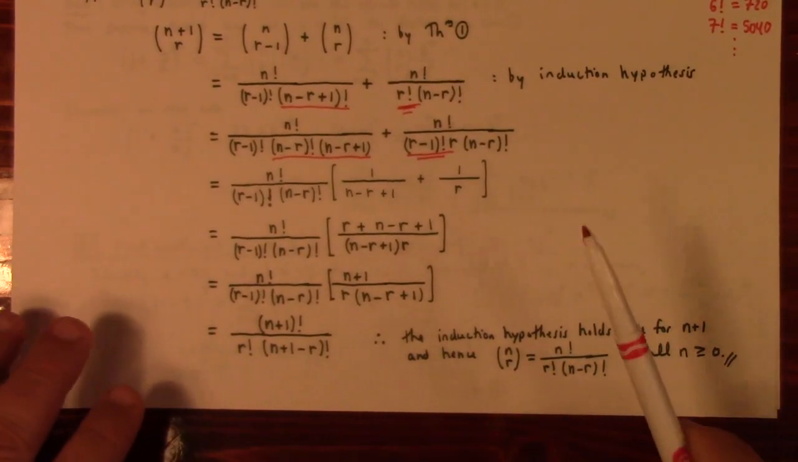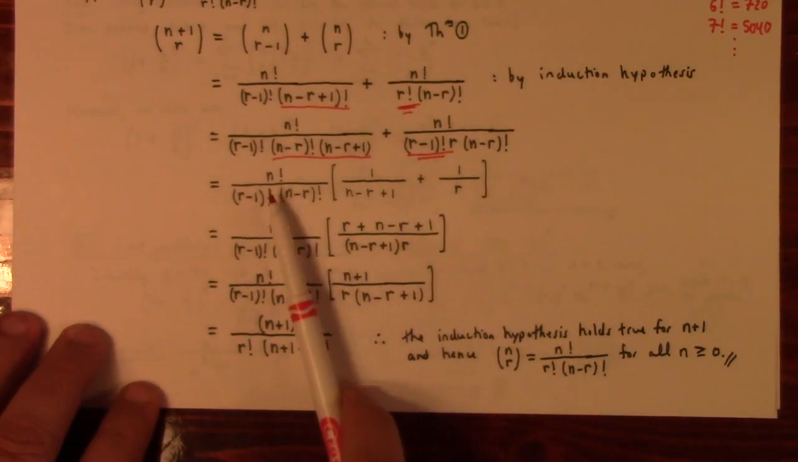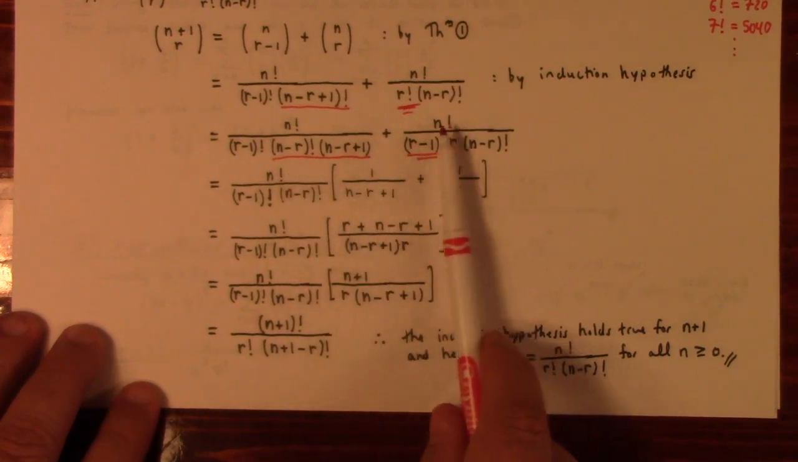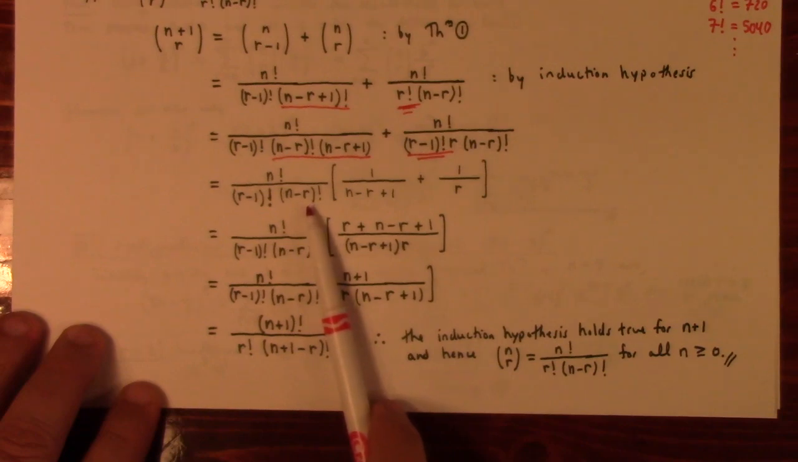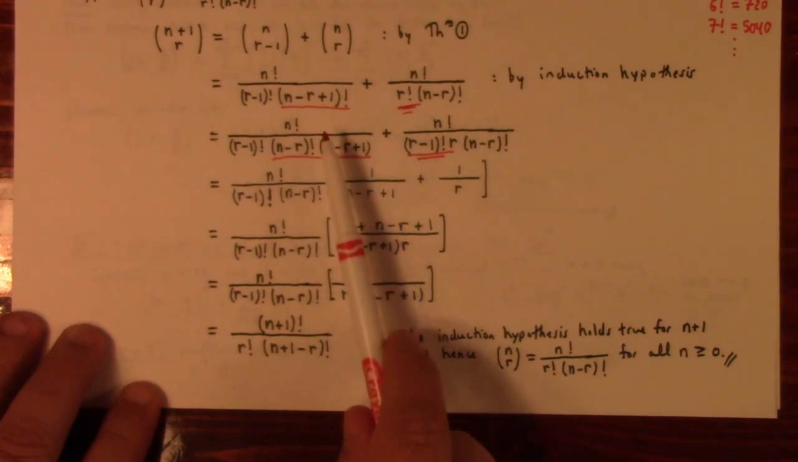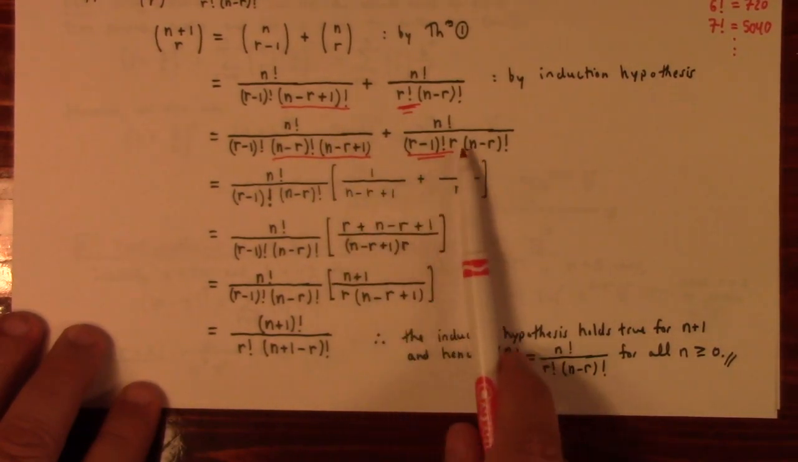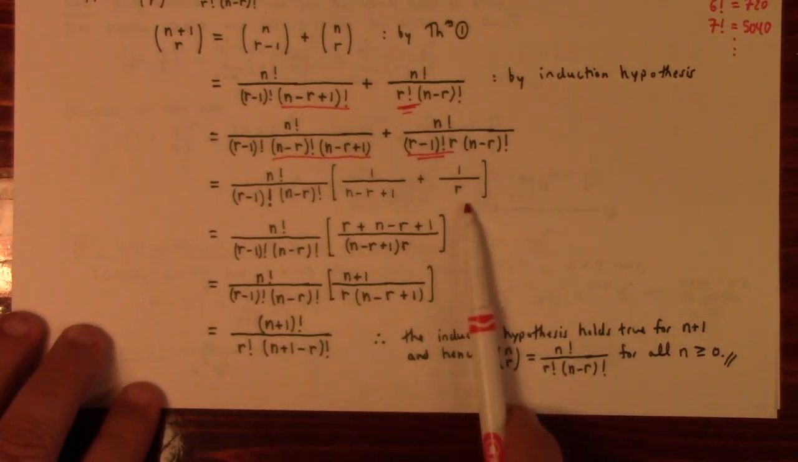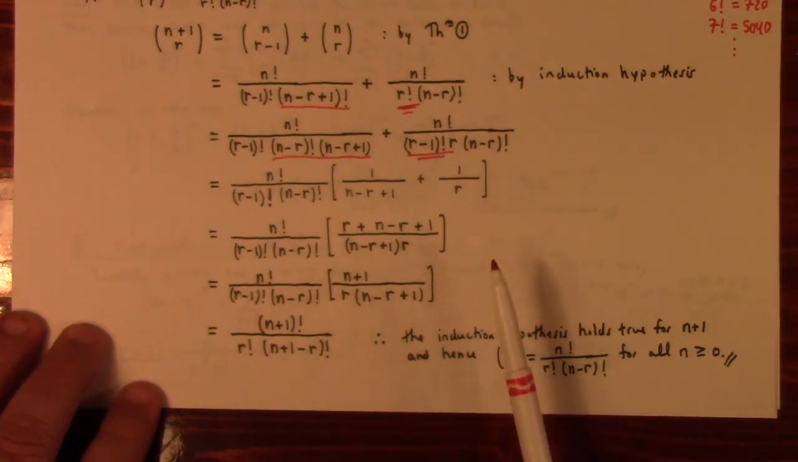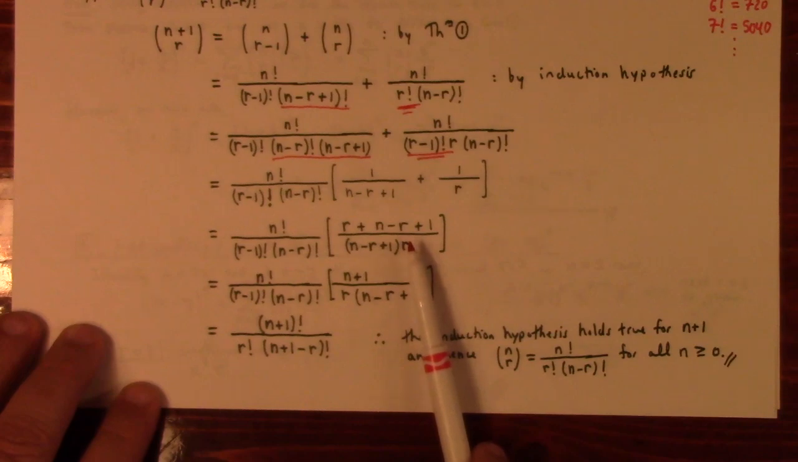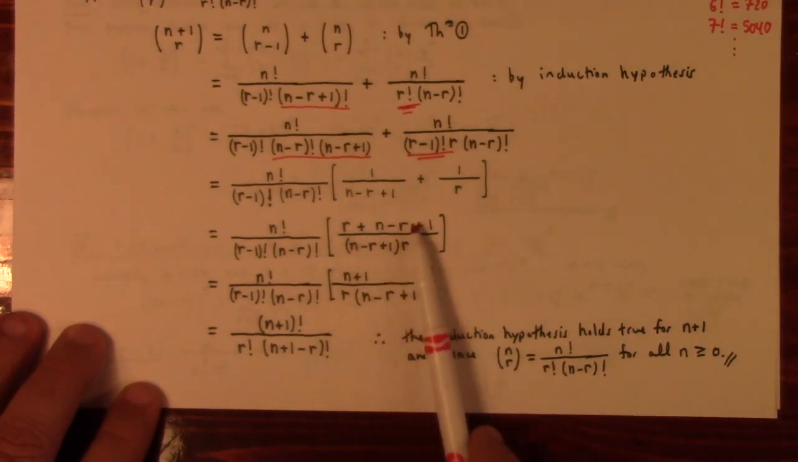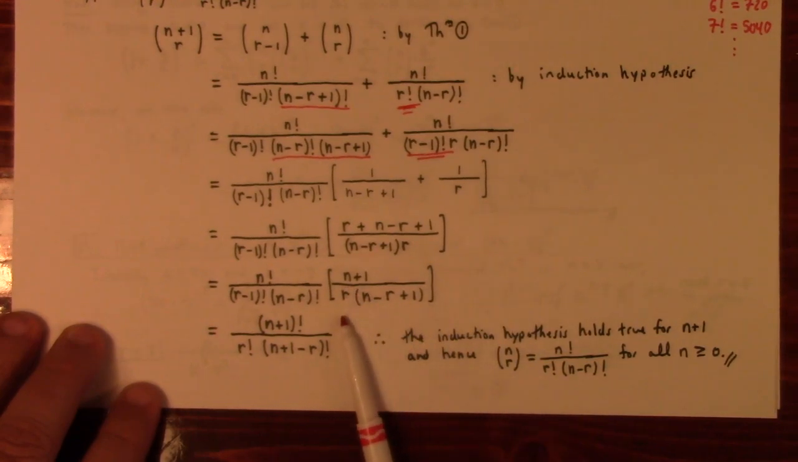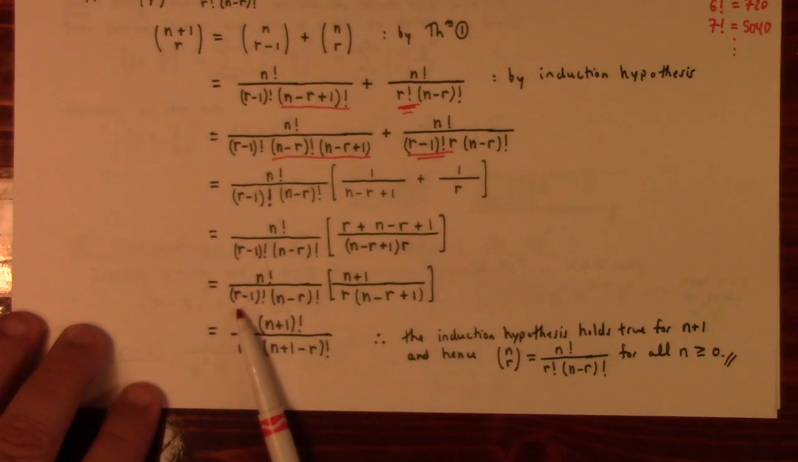Then I factor out a common n factorial over r minus 1 factorial times n minus r factorial. And I'm left with 1 over this guy. And this one just leaves me the 1 over r, right? Then make a common denominator, add them together, cancel out the r's. Oh, sorry, n plus 1 over that. And then what I do is I take one of these r's and I put it over into there.